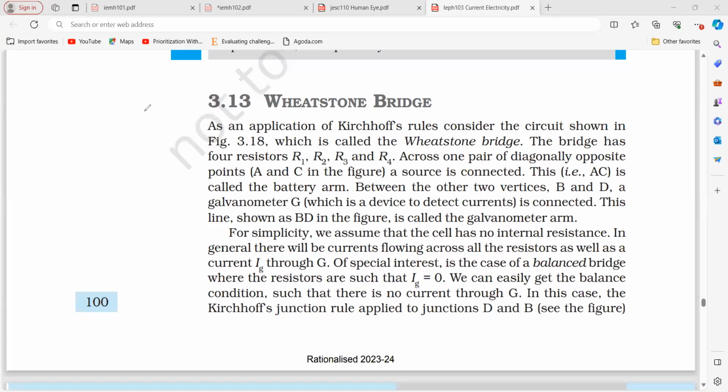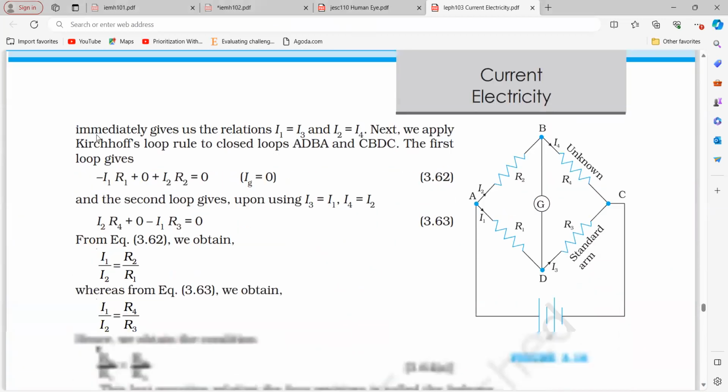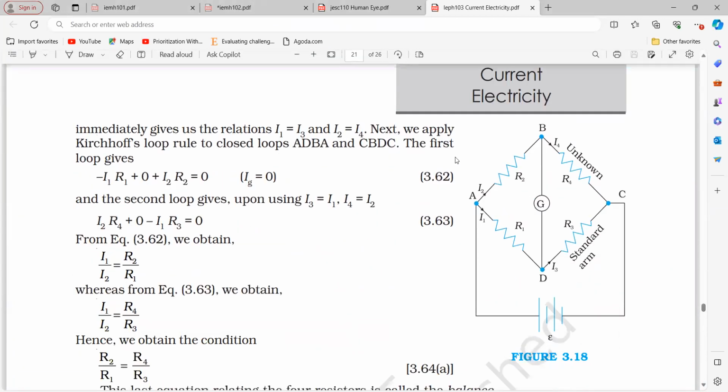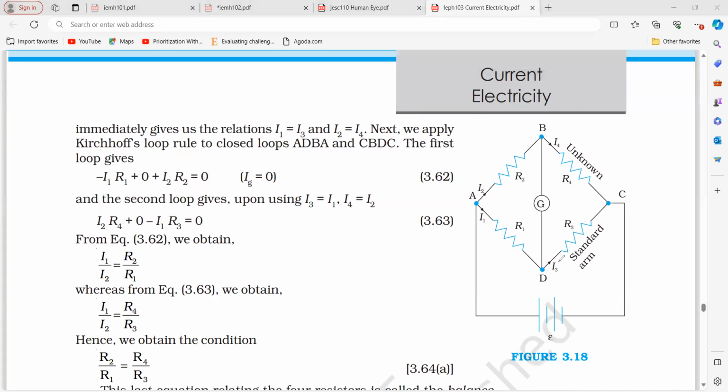हेलो डियर स्टूडेंट्स। आज हम लोग एक टॉपिक है व्हीटस्टोन ब्रिज, उसके बारे में थोड़ा पढ़ते हैं। This is the application of Kirchhoff's rules and when we are talking about the Wheatstone bridge, you have to first of all draw a diagram like this. You can draw this neat and clean diagram to represent Wheatstone bridge.